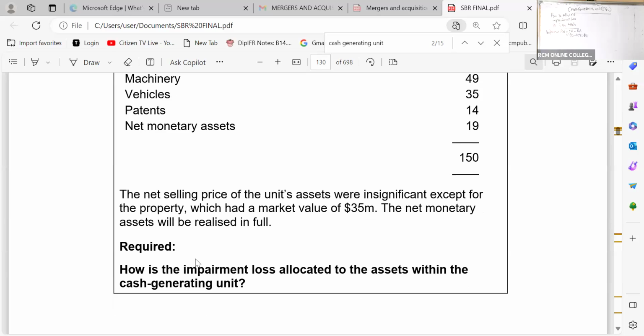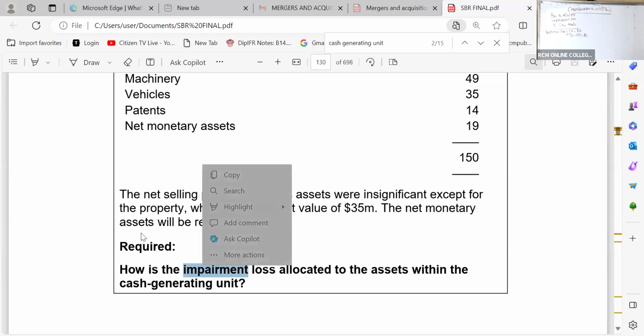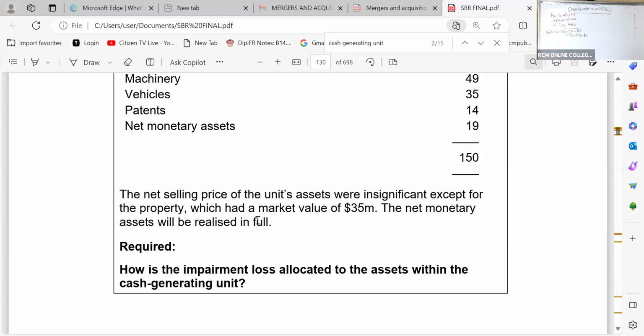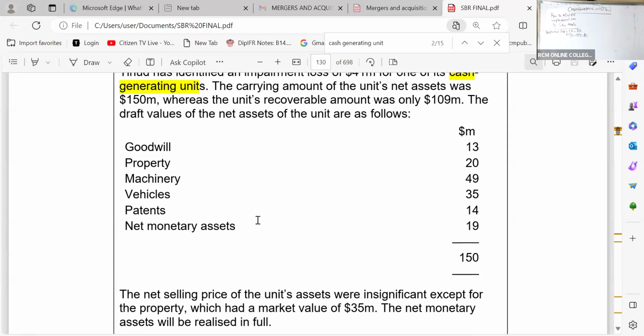So the required: how is the impairment loss allocated to the assets within the CGU? 16 marks. What I'll need to do first of all is to copy these assets. Put a table down for the assets. It's a list of assets. So it is a cash generating unit. So we have our assets here. We have goodwill. We have, in this case, property.